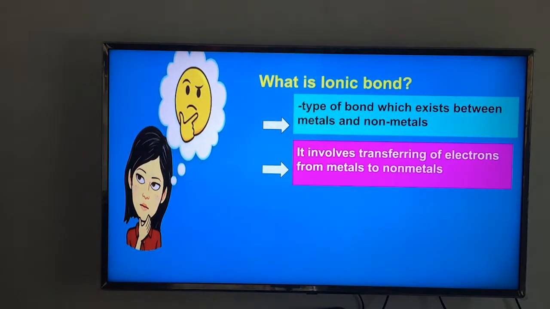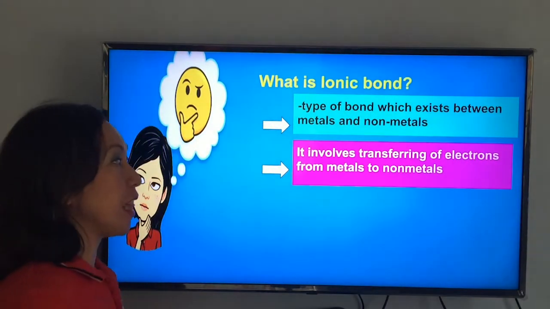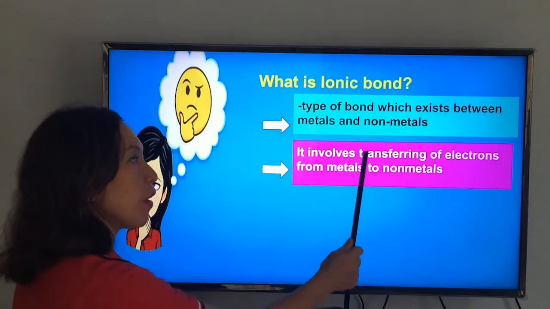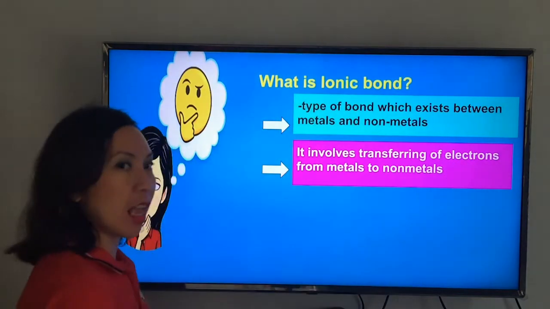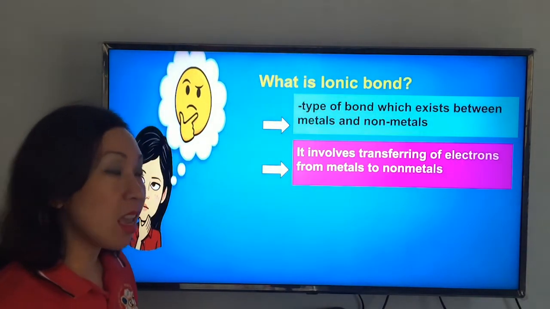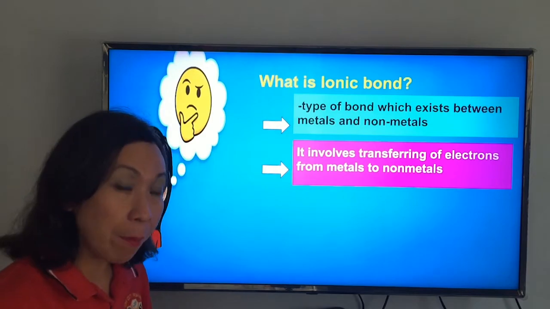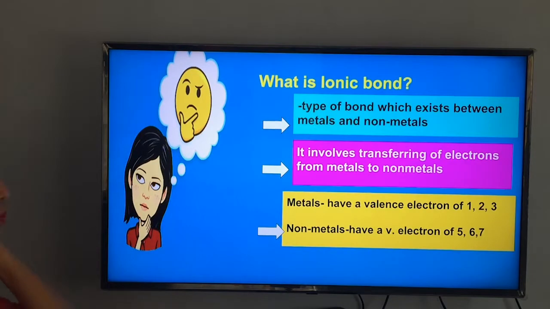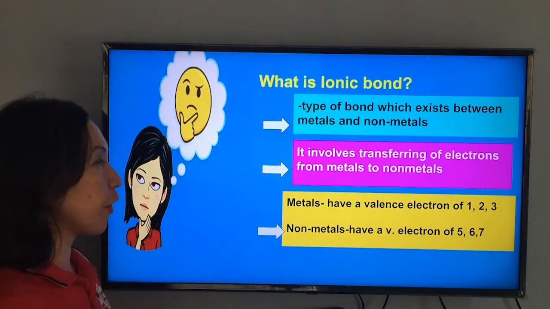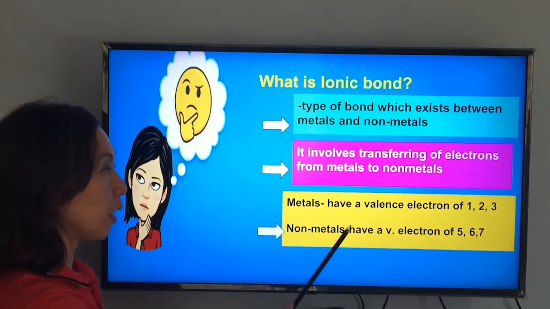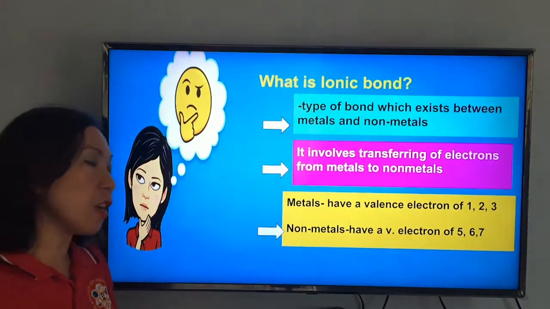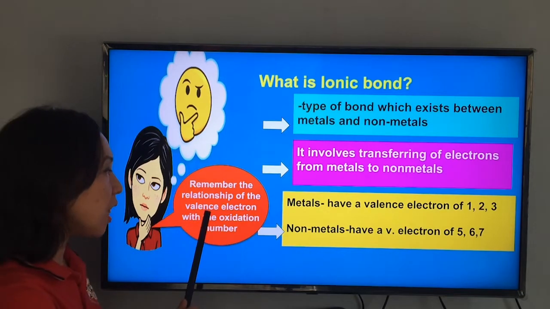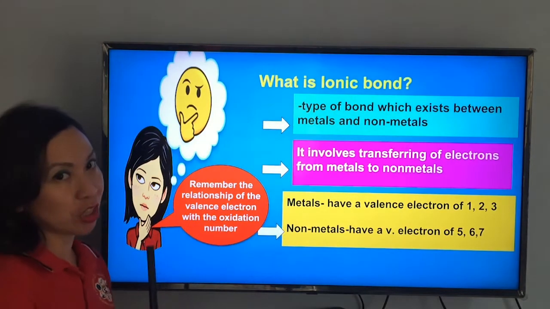Next, it involves transferring of electrons from metals to non-metals. The keyword here is transferring of electrons. Who gives? The metal. Who receives the electron? The non-metal. So this is the differentiation between metals and non-metals. I hope this is very clear. So you have to remember the relationship of the valence electron with the oxidation number.